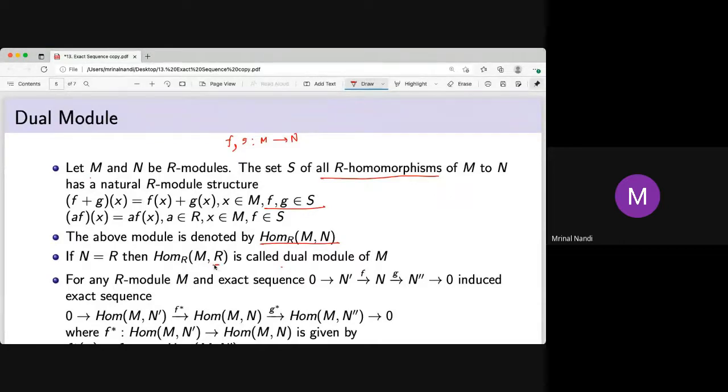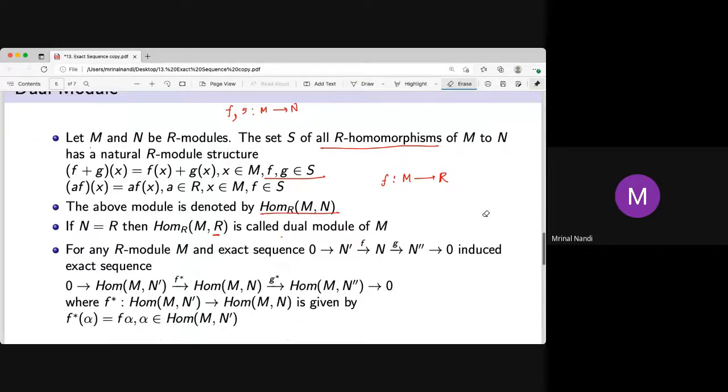It is actually the set of all such F from M to R. It is like in a field, from V to F, where F is a field, then the set of all such linear maps from V to F is called the dual space. So here it's a dual module, same thing. It's a generalization of the dual space, and this is called the dual module of M.